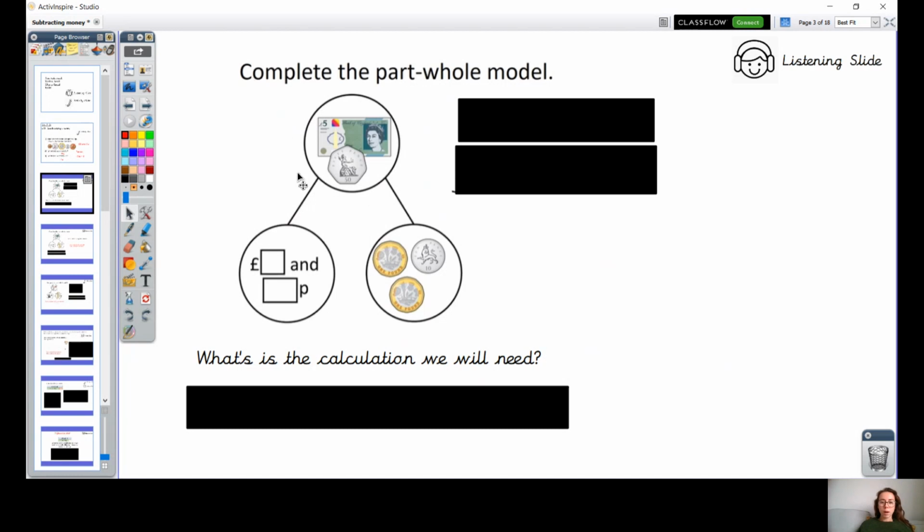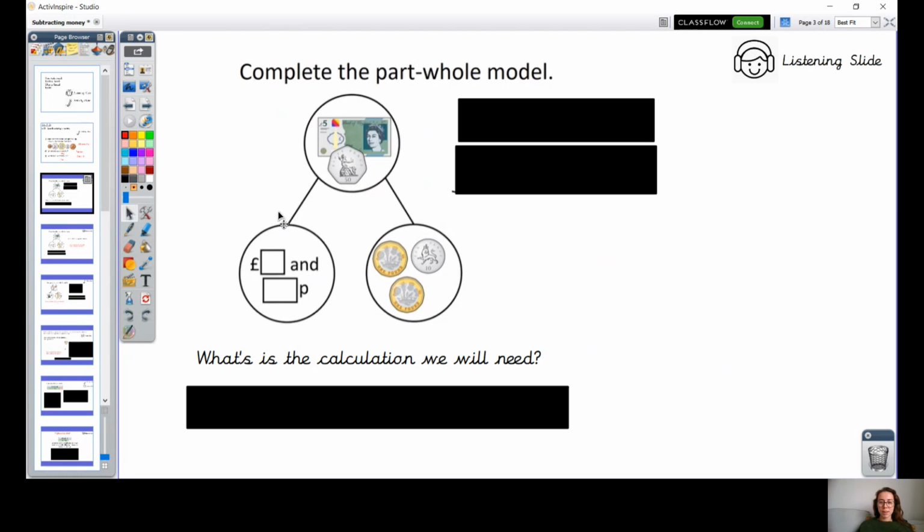So we've got the whole part, we've got one of the parts, and we need to find out what the other smaller part is. So have a think. What calculation are we going to need to find out what this missing number is? What calculation are we going to be doing? Pause the video and have a think.